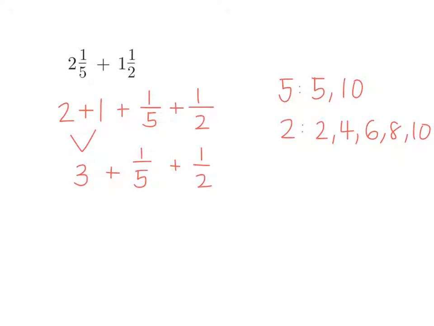What is the least common multiple between 5 and 2? 10. What should our least common denominator be then? 10. Okay, so let's talk about 1/5 first.